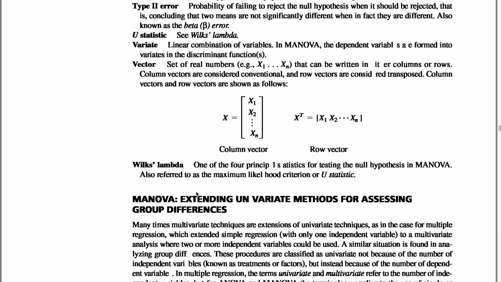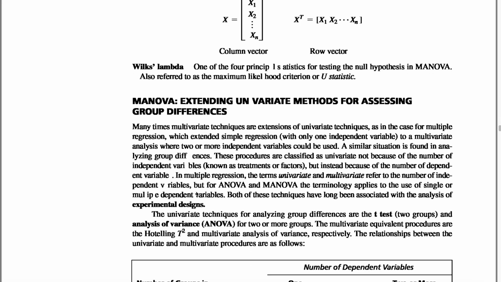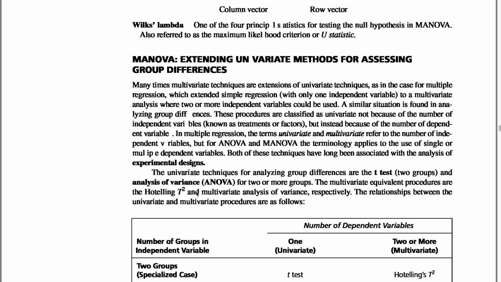Wilks' lambda, one of the four principal statistics for testing the null hypothesis in MANOVA, is also referred to as the maximum likelihood criterion or U statistic. MANOVA extends the univariate method for assessing group differences. Many multivariate techniques are extensions of univariate techniques, as in multivariate regression, which extends simple regression with only one dependent variable to a multivariate analysis where two or more dependent variables could be used.